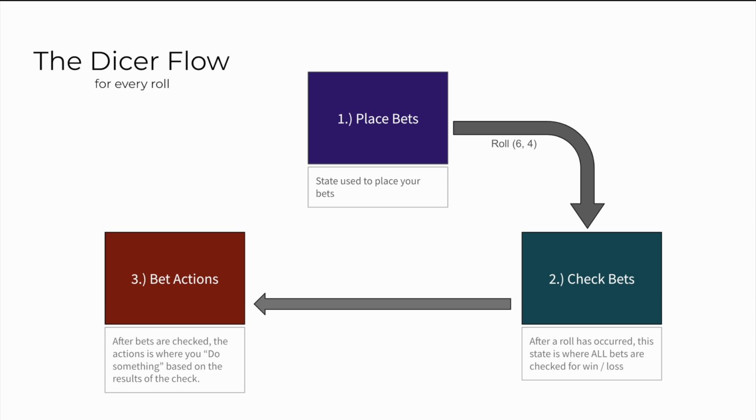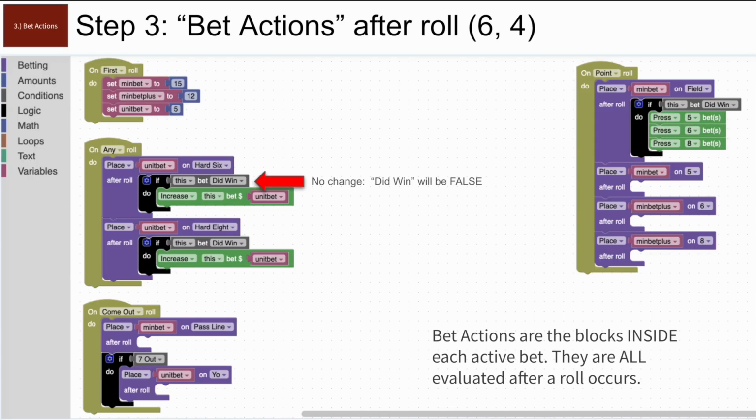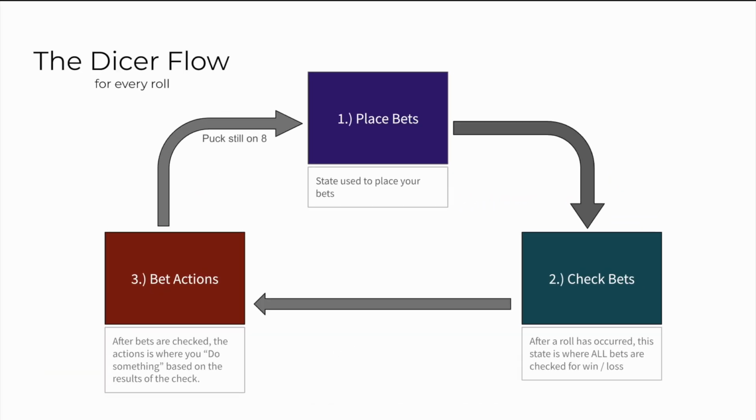Now that the bets have been checked, we will now perform our bet actions. Since the hard ways bets did not win, the if statement within them is going to be false, which will do nothing to those bets. Now, looking at the bet action blocks inside the field bet, we can see that the if statement will be true since the field just won, which in this case will press the 5, 6, and 8 bets by a single unit. With the bet actions complete, we can now circle back to the place bets state, where we will place all bets for the current state that we are in.